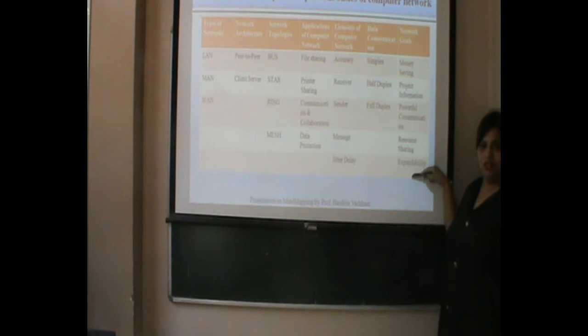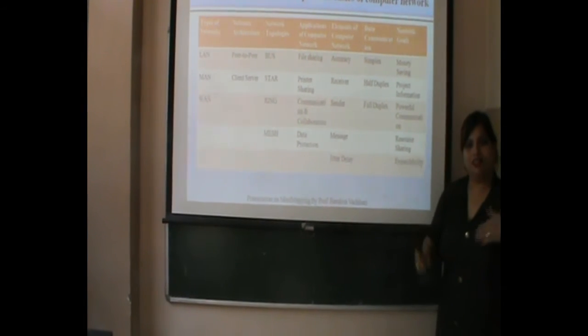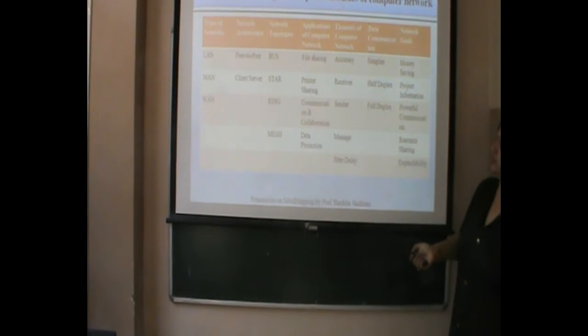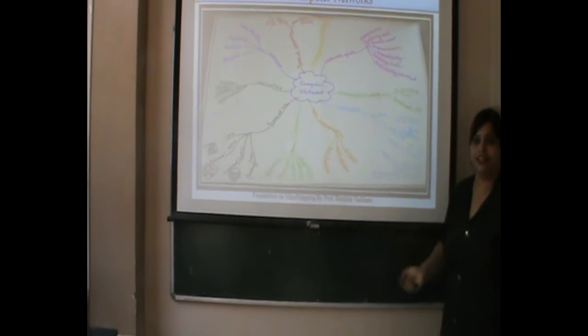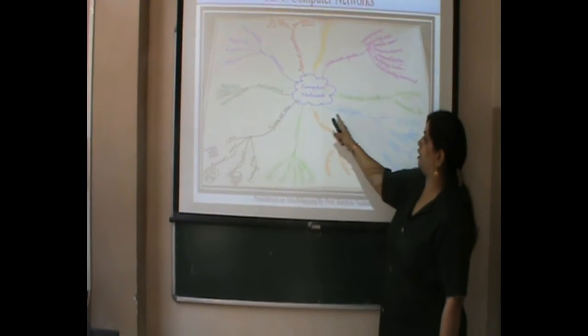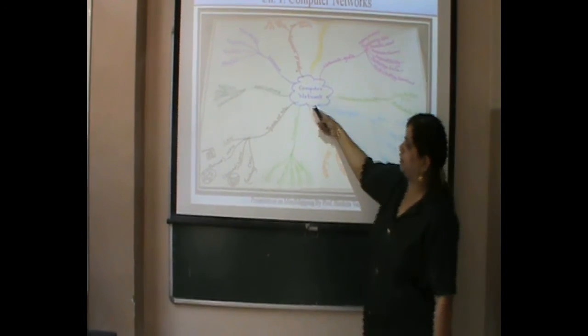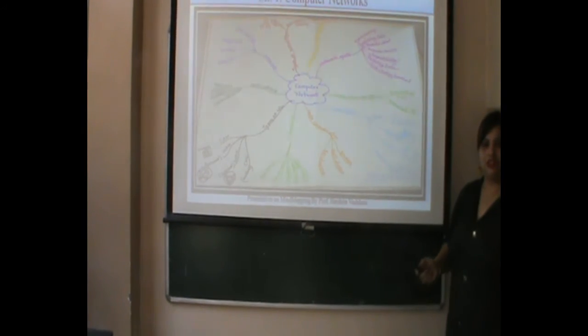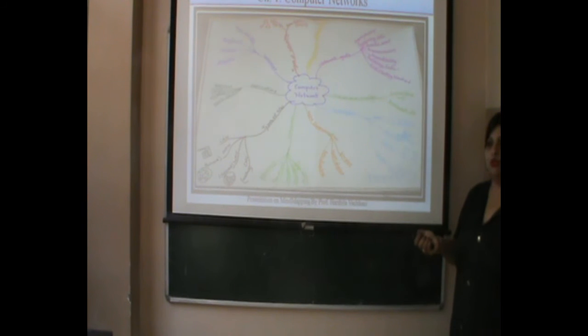Then network goals. So this they drew on the left, on the back side of the paper, the concept map, and this was the chapter, this was the mind map which they created. This is the computer network, network goals, transmission technology, topologies, data communication, elements, types of networks, applications, and the rest of the things. So it was easy for them to remember.